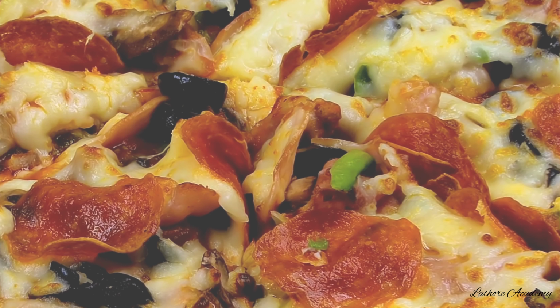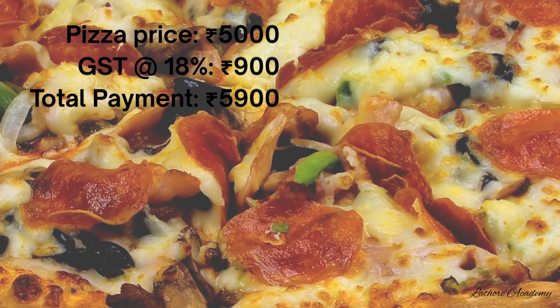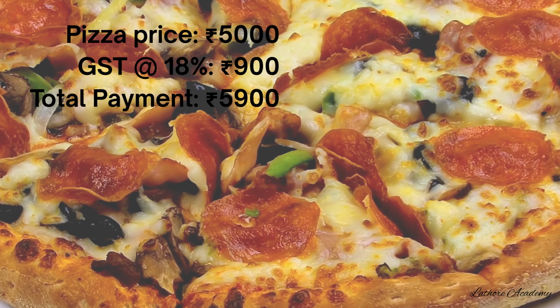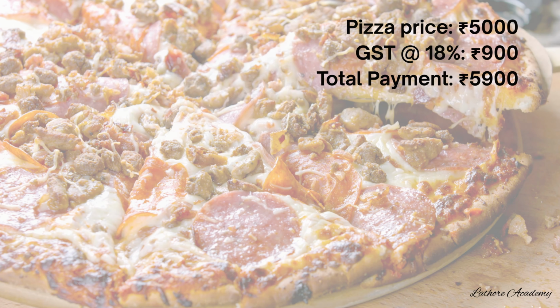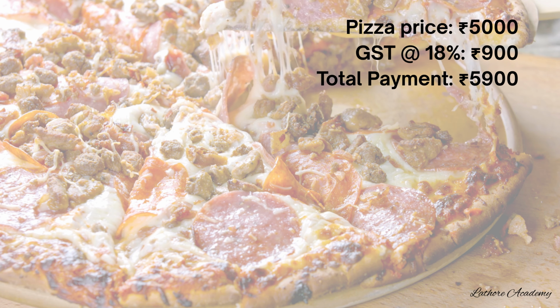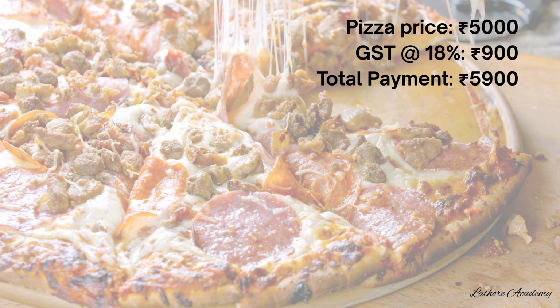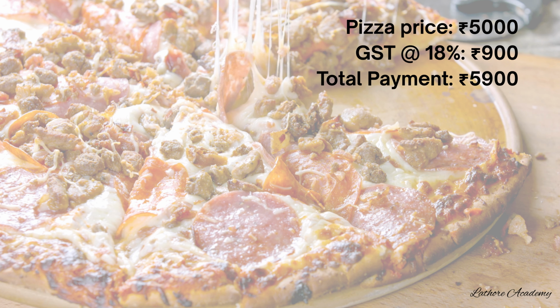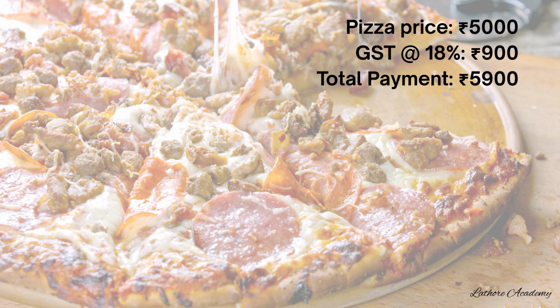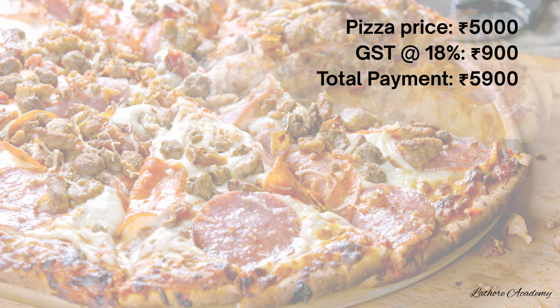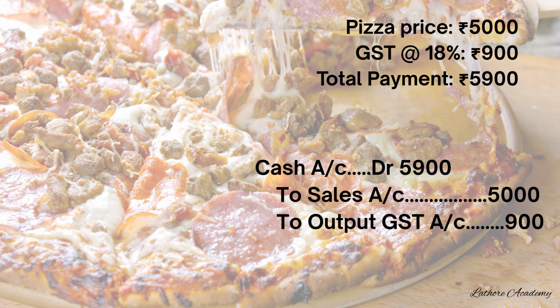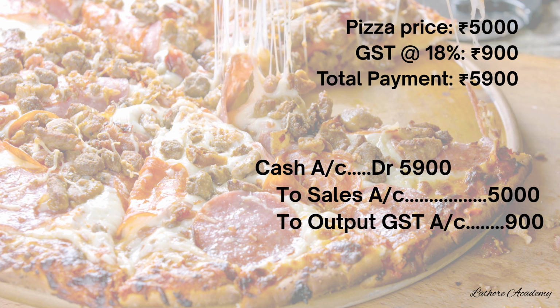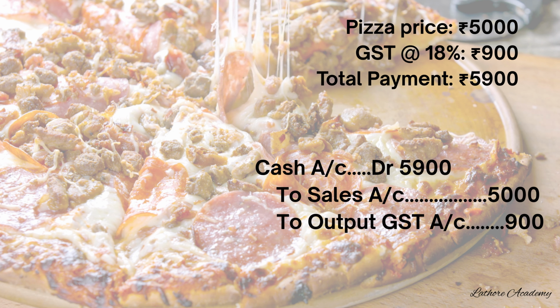So, the basic sale with output GST. Let us take an example that Peter sells pizzas worth 5,000 rupees with 18% GST extra. How do we pass this journal entry? Let us see. Pizza sales is 5,000 rupees. GST is 18%, 900 rupees. Isn't it? So the total collection is 5,900 rupees. So the journal entry will be cash account debit 5,900 that you are getting, to sales account 5,000 rupees, to output GST account 900 rupees.